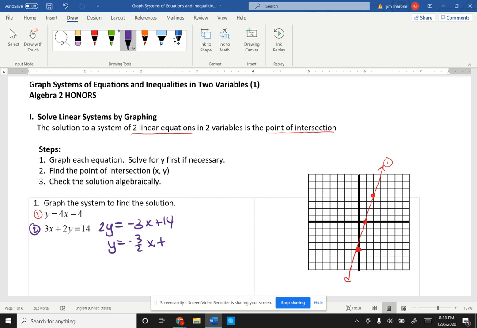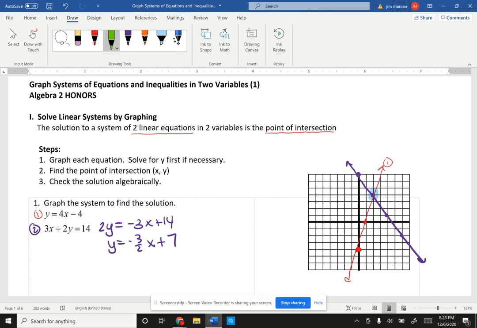First mistake coming back. And we start at 7, and go down 3 and to the right 2. Down 3 and to the right 2, and we can keep doing that. What we're trying to find is the point of intersection of those two lines, because that would be the solution. So the point of intersection is this point here.